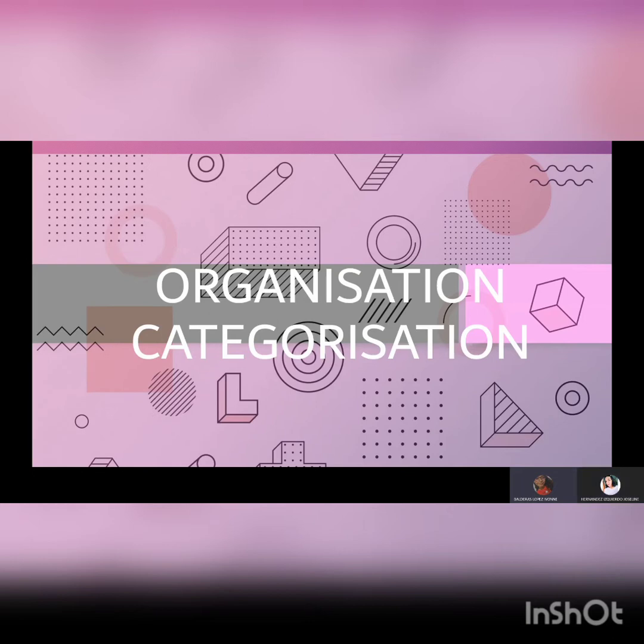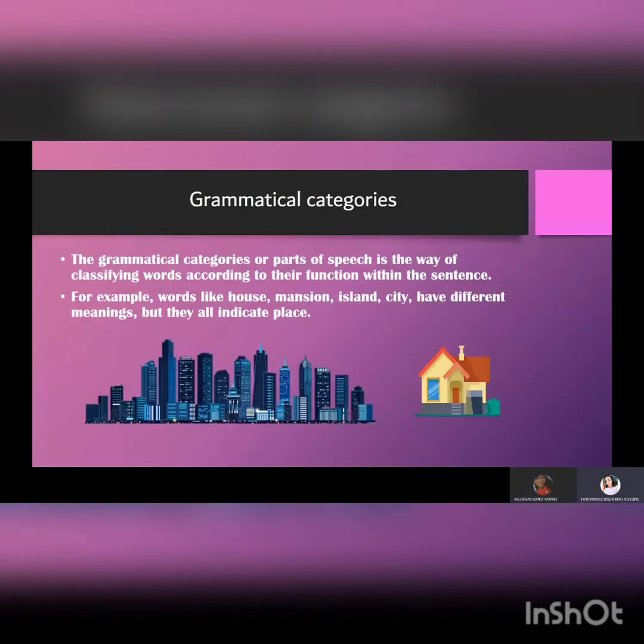Let's talk about the grammatical categories that are the basis of everything. The grammatical categories, or parts of speech, are a way of classifying words according to their function within the sentence. For example, words like house, mansion, island, city have different meanings, but they all indicate place.